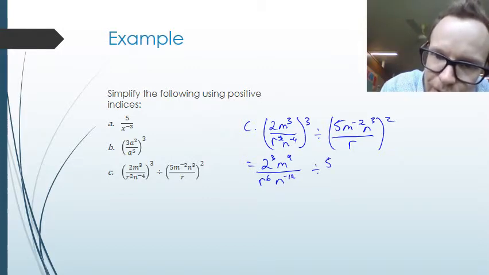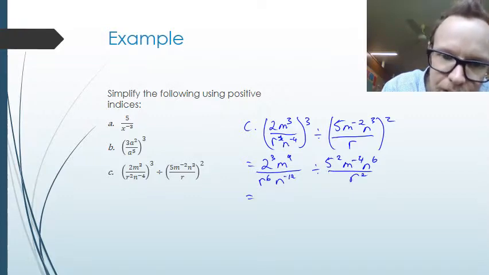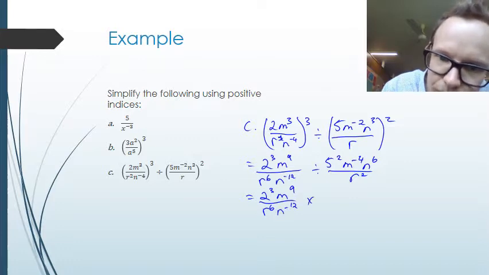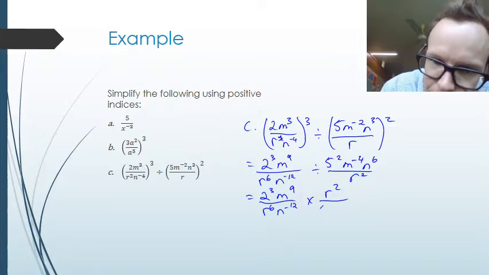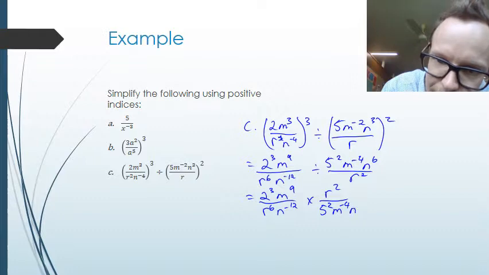do the divide by 5 squared times m to the negative 4 n to the 6 over r squared, and then convert to a multiplication: over r to the 6 n to the negative 12 times r squared over 5 squared m to the negative 4 n to the 6.